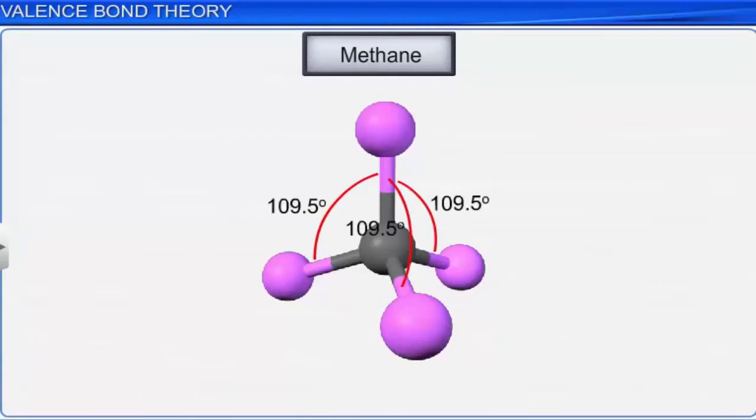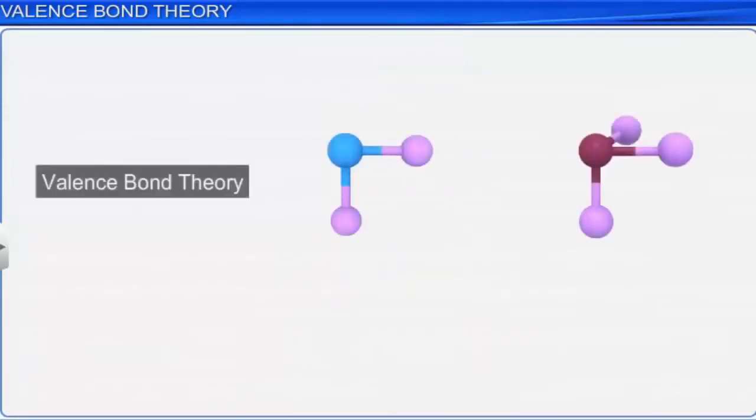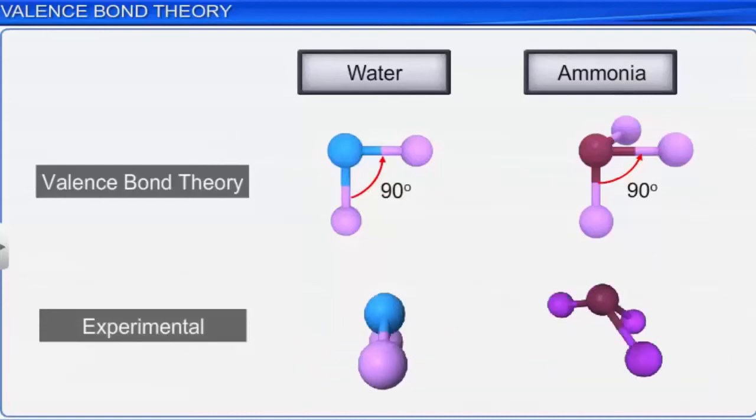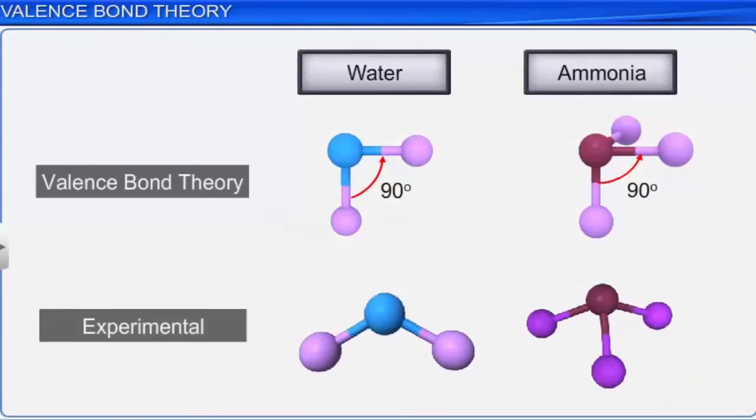Similarly, valence bond theory cannot account for the correct bond angles in water and ammonia. While valence bond theory predicts a bond angle of 90 degrees in them, the experimental result suggests bond angles of 104.5 degrees and 107 degrees respectively. Thus, it can be seen that the valence bond theory fails to account for the actual shape of polyatomic molecules.